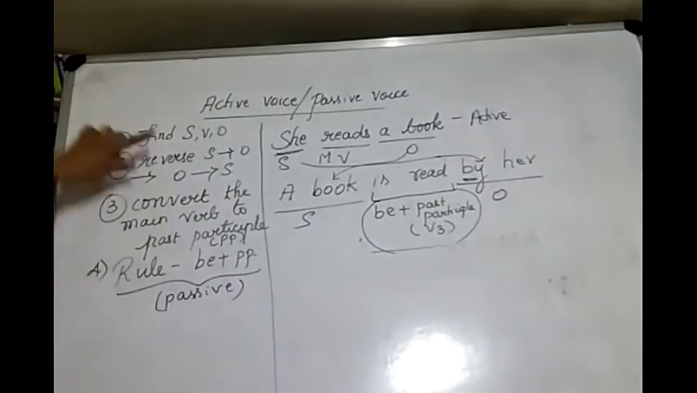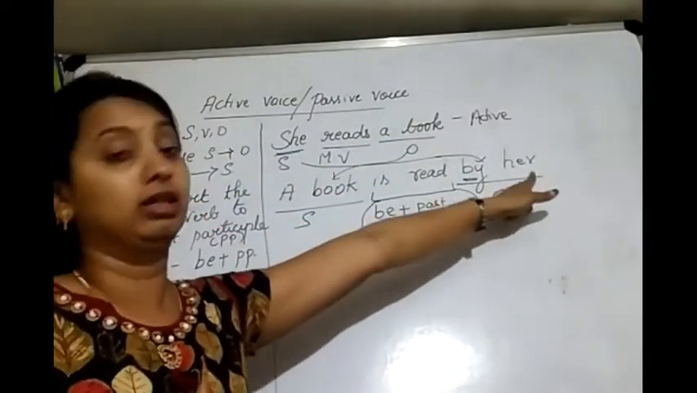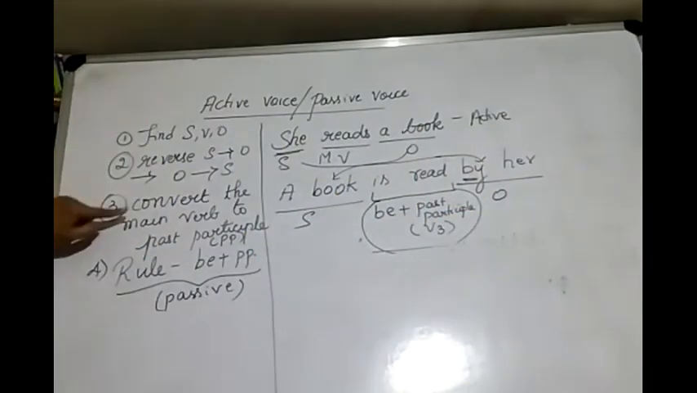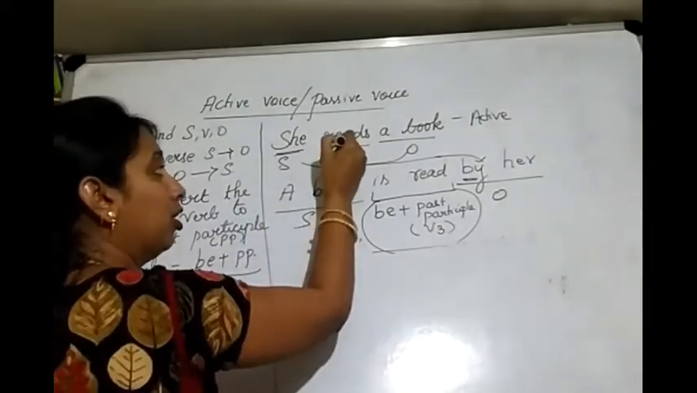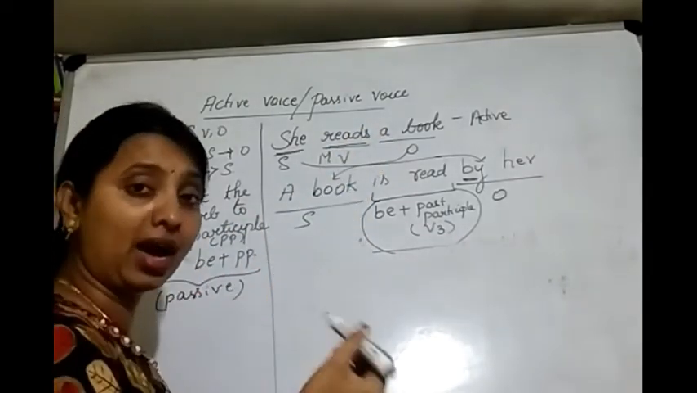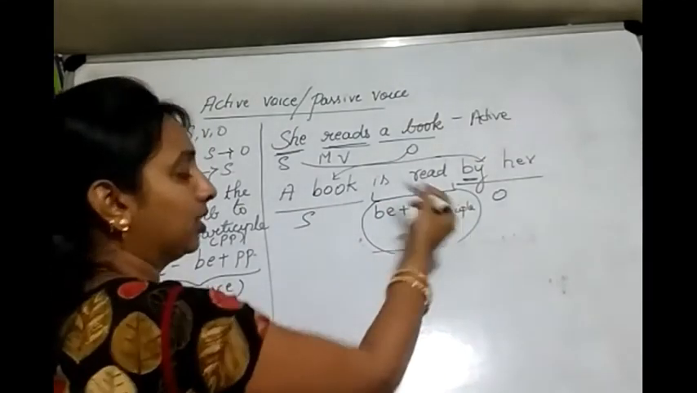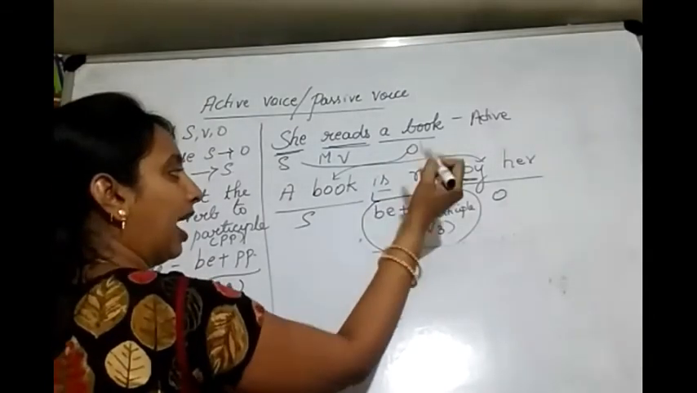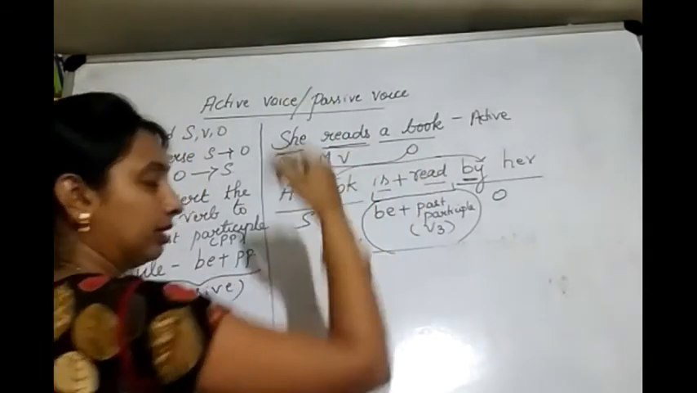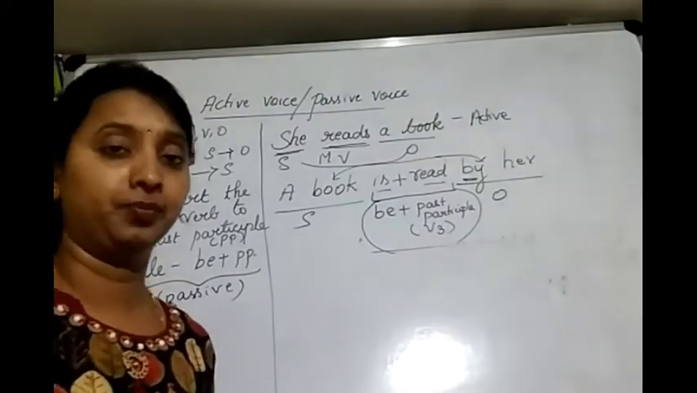So we understood the first step, and the second step to reverse and then to add by before the object. Then we understood how to convert the main verb into past participle. Whatever verb is given, that verb has to be converted into past participle. Then the final rule: we have to check whether we have be forms and past participle together. This is the formula for the passive voice.